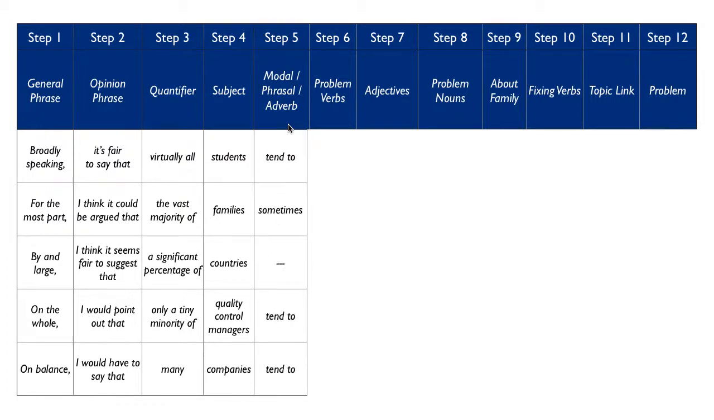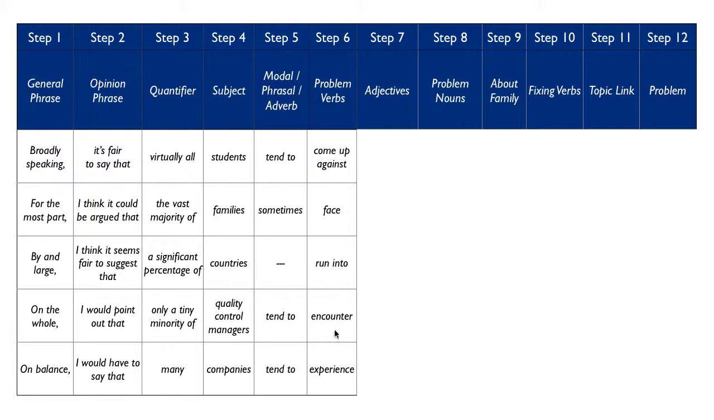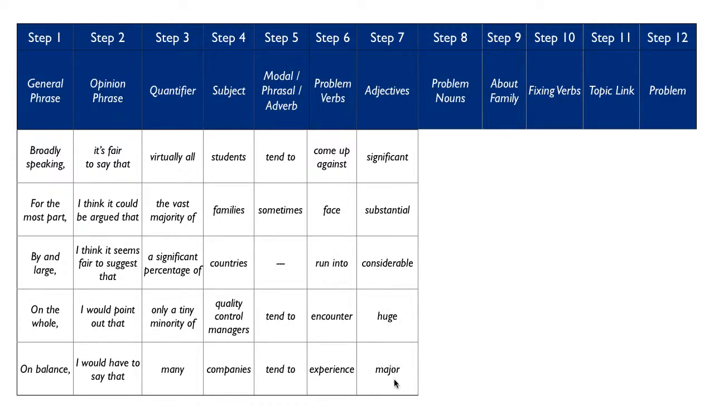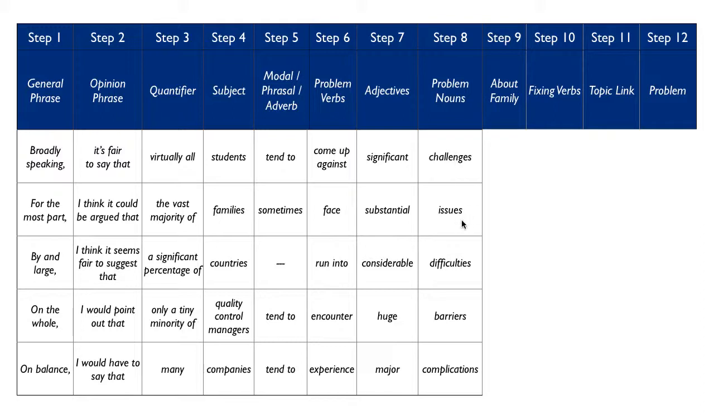Then here we might use a phrasal verb like tend to, which means we often do this, then sometimes, and I've used tend to here again because I'm not afraid to use it a couple of times. It's a really nice phrase and it means we often do this. Then problem verbs might be come up against, face, run into, encounter, or experience. Then you might have some adjectives like significant, substantial, and considerable, huge, which means very, very, very big, and major, which just means very big. And then problem nouns like challenges, issues, difficulties, barriers, complications.